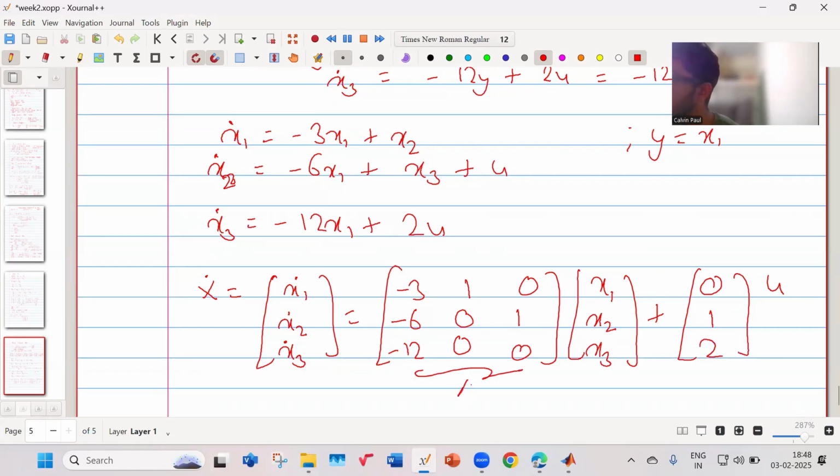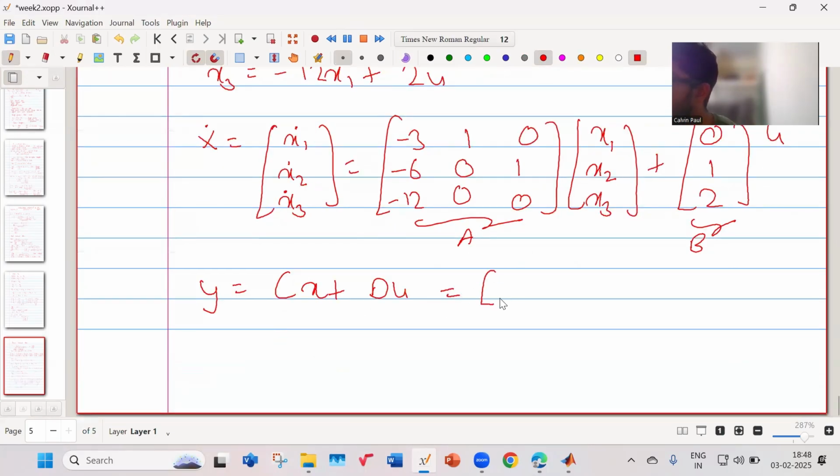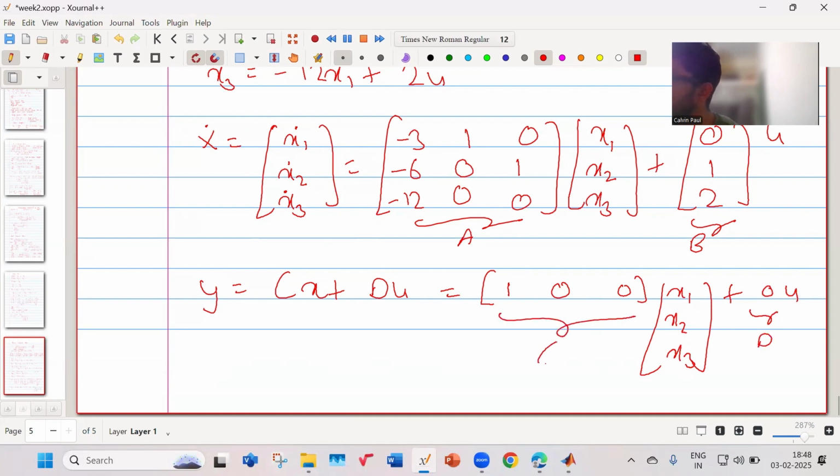Okay, so this is the A matrix, this is the B matrix, and we know our y is equal to Cx plus Du. So y is what? 1, 0, 0 times x1, x2, x3 plus 0 into u. So this is our D, this is our C. Why is this happening? Because we know y is equal to x1.